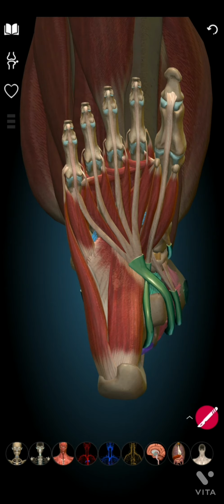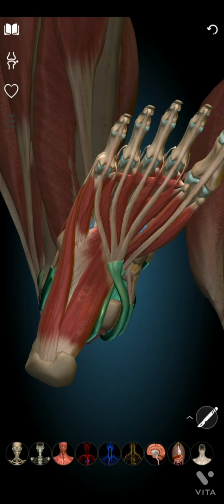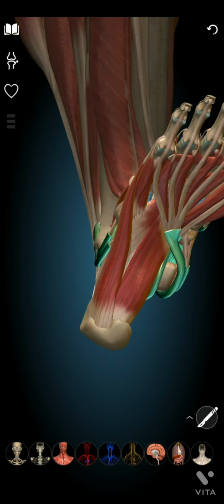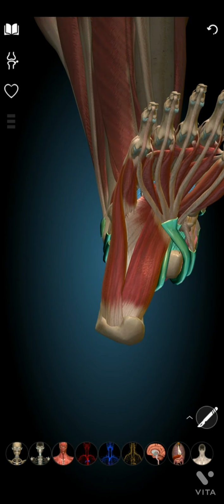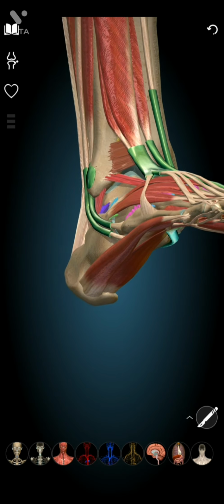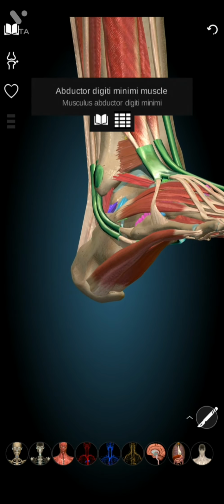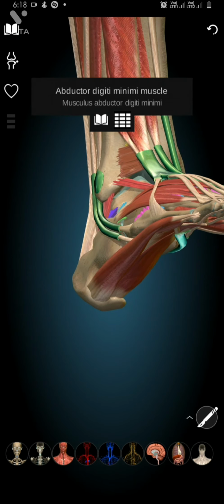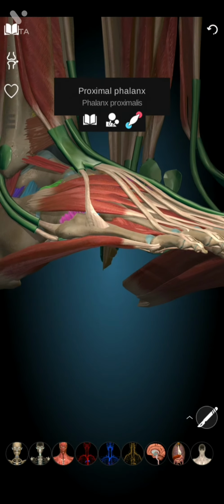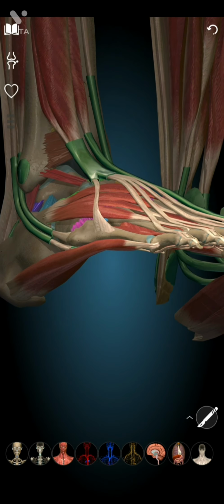We're going to remove that. Later on, we are going to see the lateral-most muscle, the abductor digiti minimi. It is going to abduct this small digit, hence it is called abductor digiti minimi. It's the same as that. It's going to insert laterally onto the proximal phalanx, and it originates from the same calcaneal tuberosity.